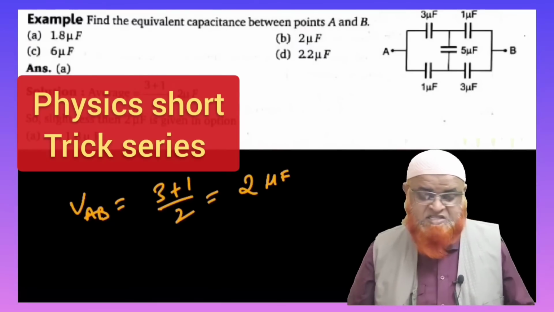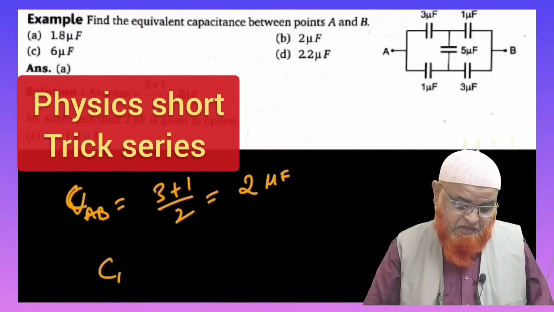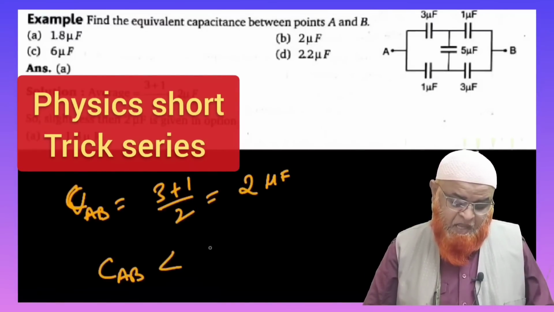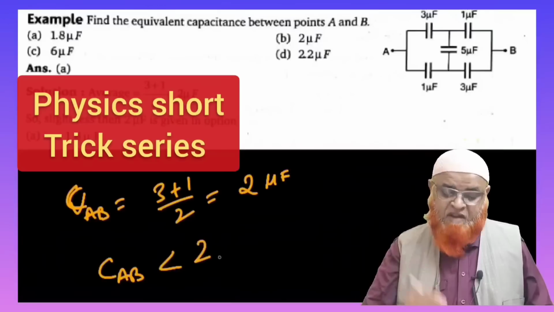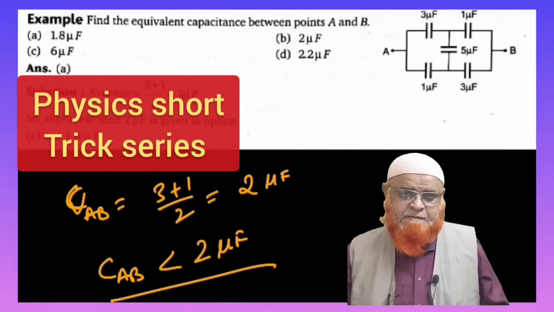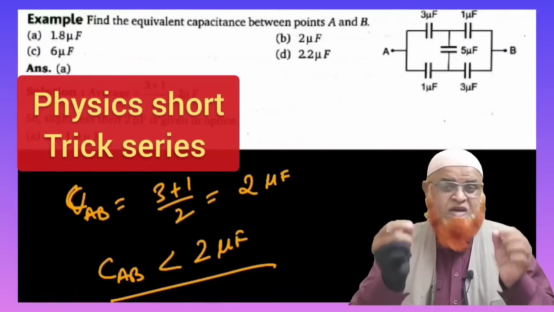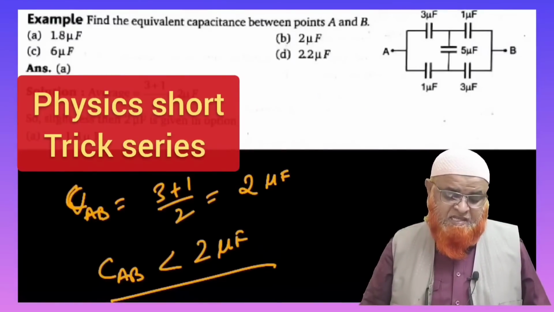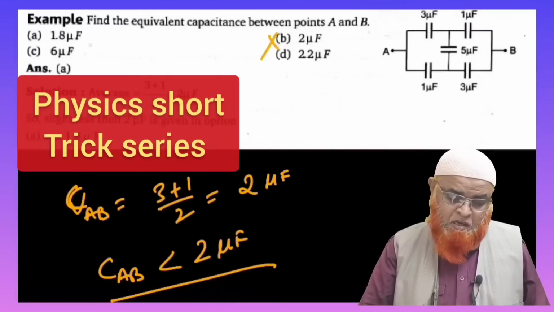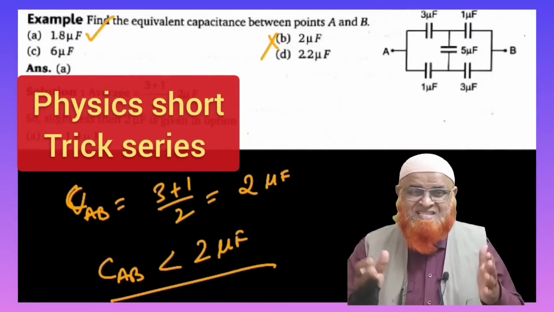But whatever may be the answer here, that is the capacitance across A and B, it should not be exactly equal to the average. It should be less than the average of these two. This condition you have to remember. So equivalent capacitance will not be exactly the average, it will be a little bit lesser than the average. That means B option is wrong and the A option is going to be your correct answer. This is the simple shortcut.